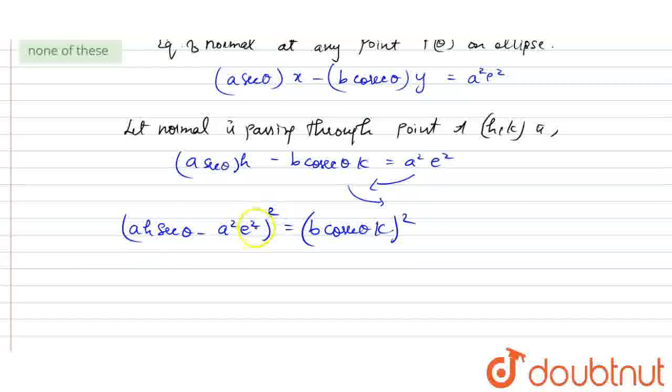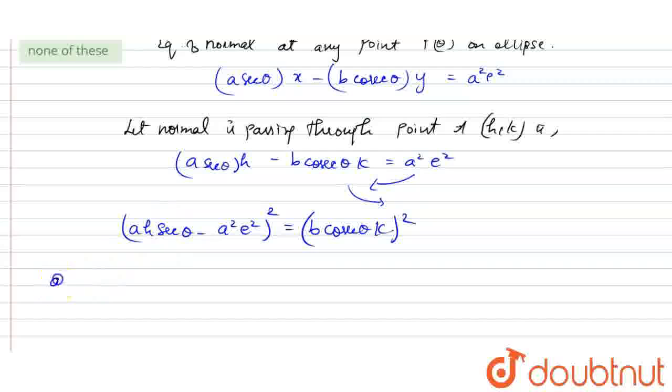So I'm going to square on both sides. So this value here is a minus b the whole square formula, so I'm going to substitute here. a minus b the whole square formula equals a square plus b square minus 2ab. So this value equals a square.